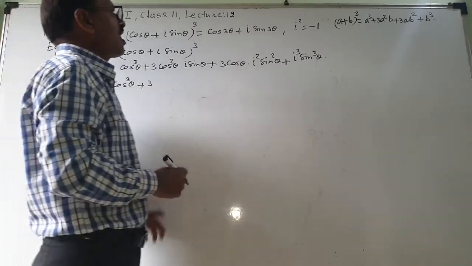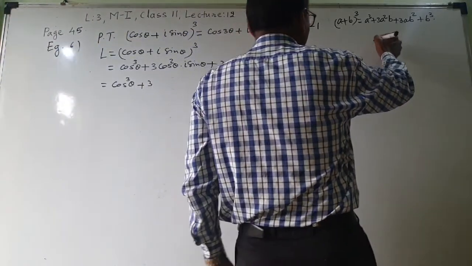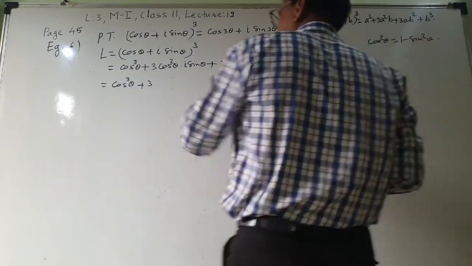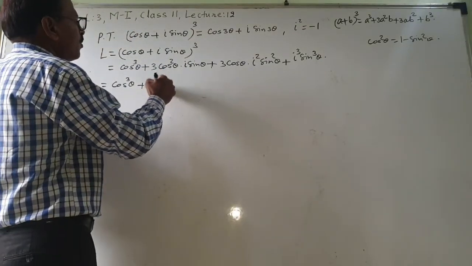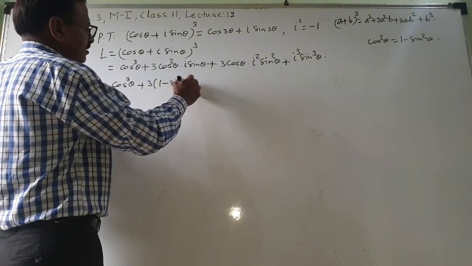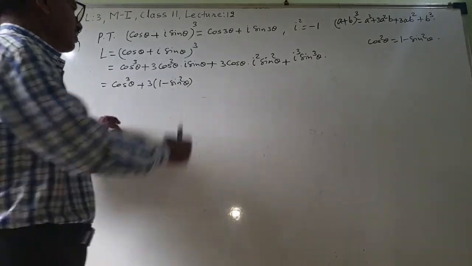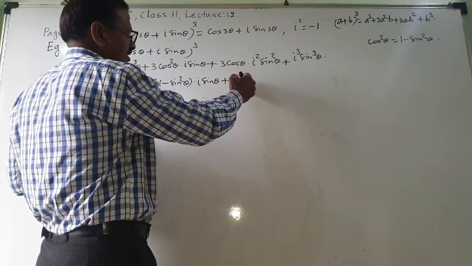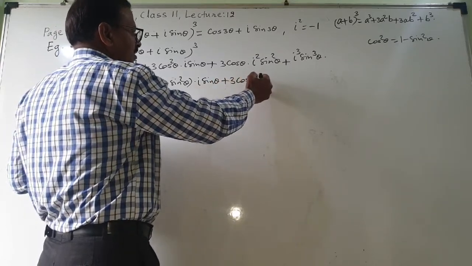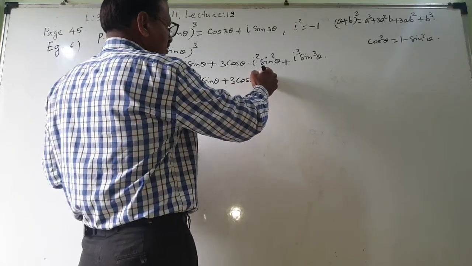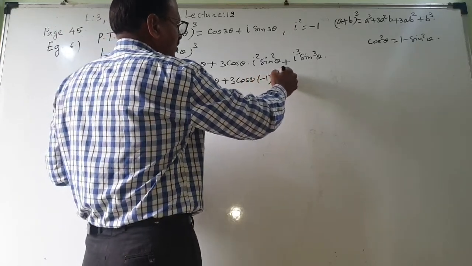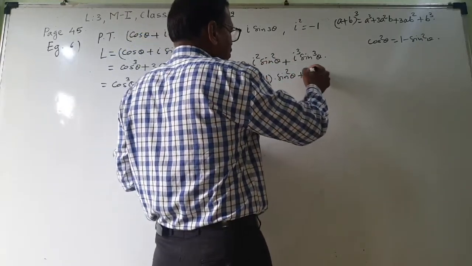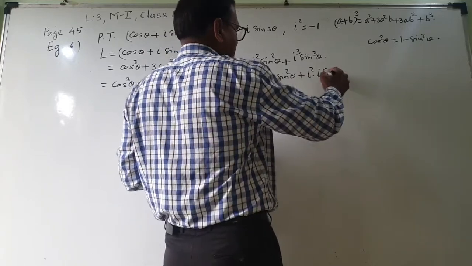Now cos square means what? Cos square theta is equal to 1 minus sin square theta. That I will substitute here: 3 into 1 minus sin square theta, into i sin theta, plus 3 cos theta into i square, which means minus 1. So here it will be minus 1 into sine square theta, plus this I will write as i square into i, sine cube theta.